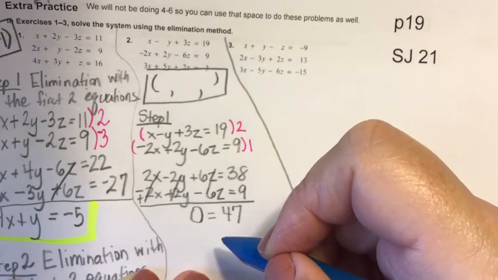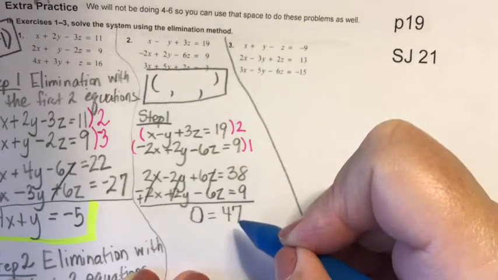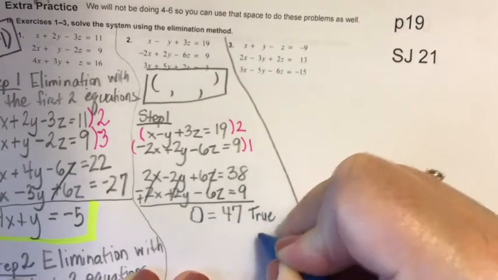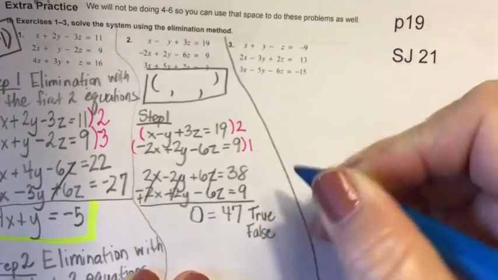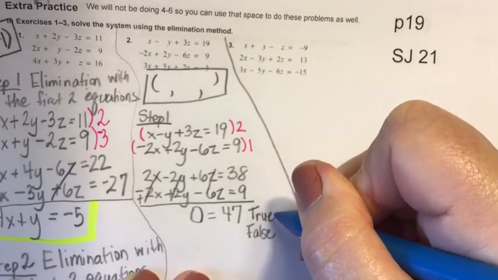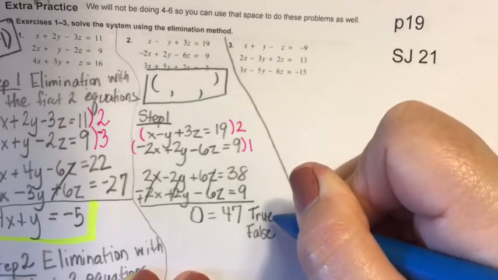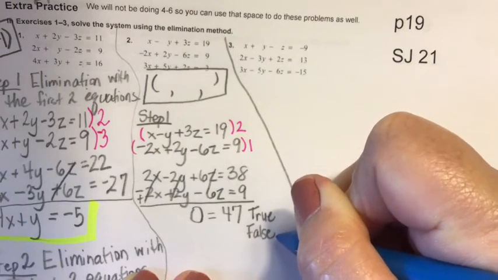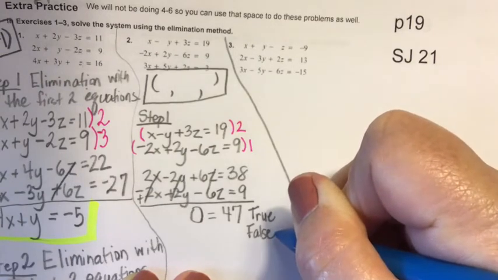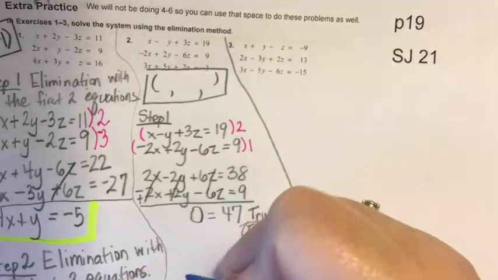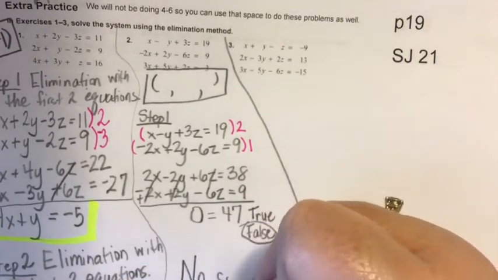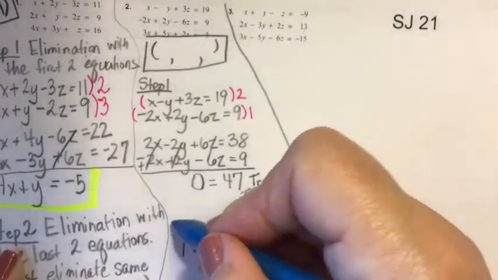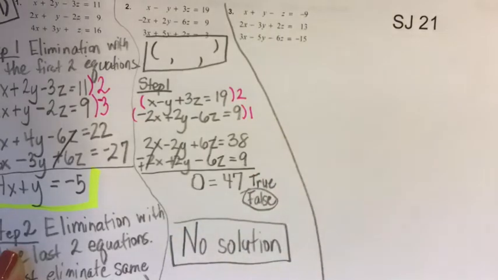How do I know the correct answer? You look at this statement, 0 equals 47. Is it a true statement or is it a false statement? If it's true, your answer would be infinitely many solutions. If it's false, your answer would be no solution. Our answer is false. Therefore, the answer to this system of 3 equations is no solution. I'd like for you to try number 3 now.